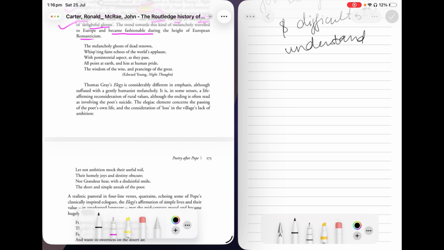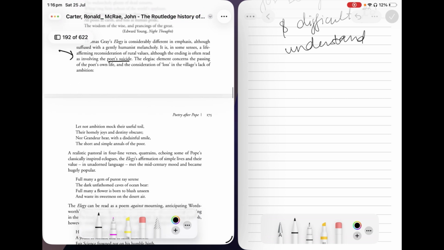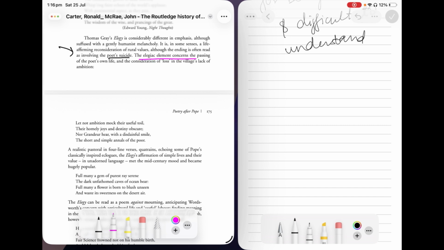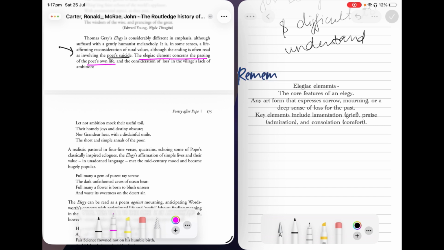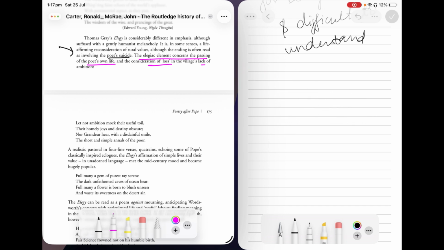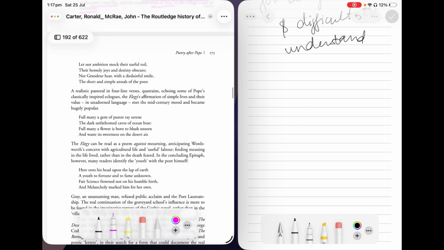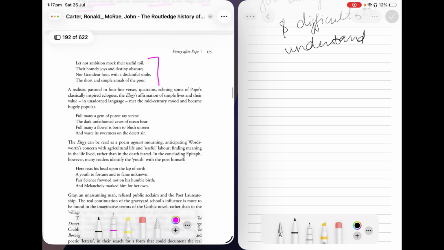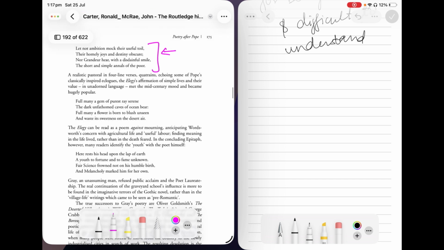So why have they mentioned the poet's suicide? Because of one writer. You can comment down below which writer's suicide this is and why they have mentioned it. The elegiac element concerns the passing of the poet's own life, consideration of loss in the village, lack of ambitions. So Thomas Gray in his poetry has shown that some people have the ambition of becoming this and that, but they can't fulfill it because of their responsibility, because of their destiny, because they are uneducated, because they are poor. Various things they have mentioned in this. So they have two, three themes covering that.